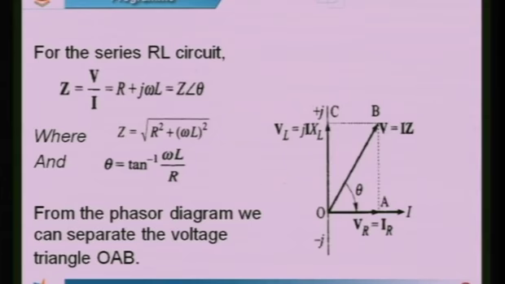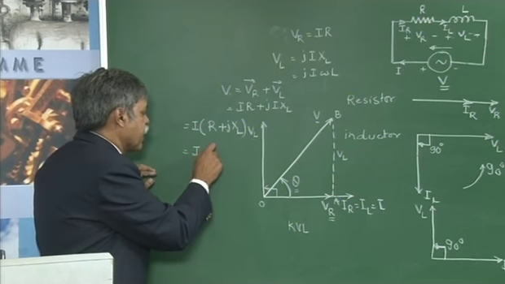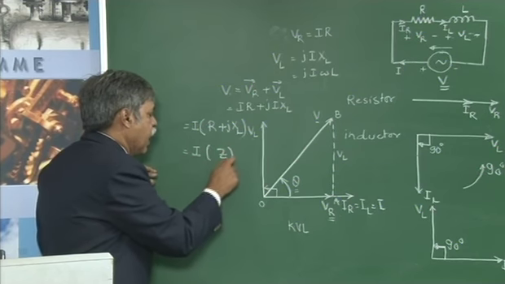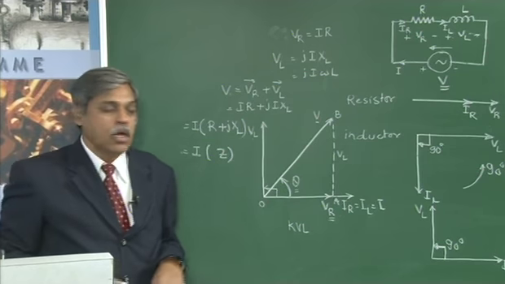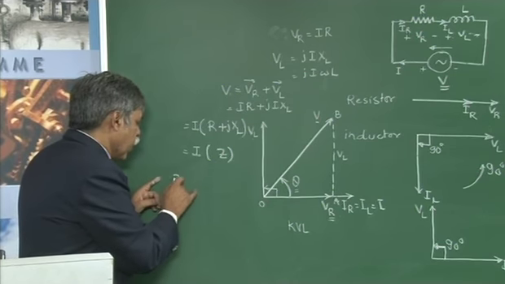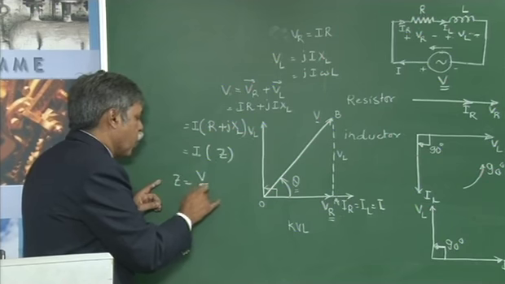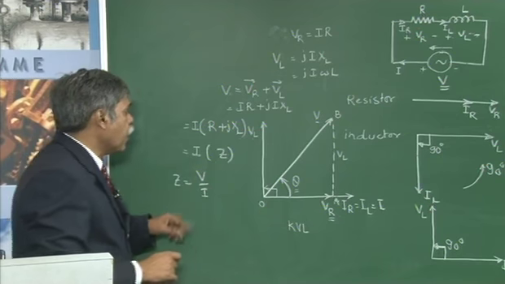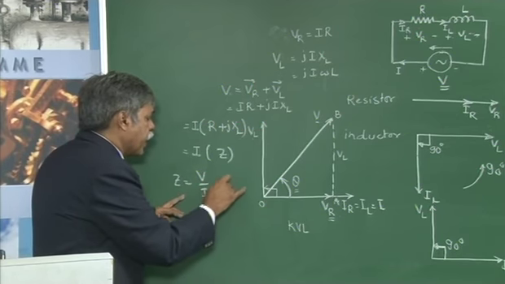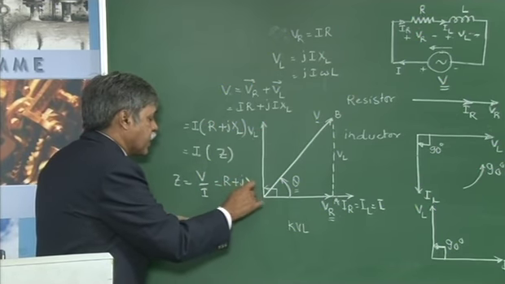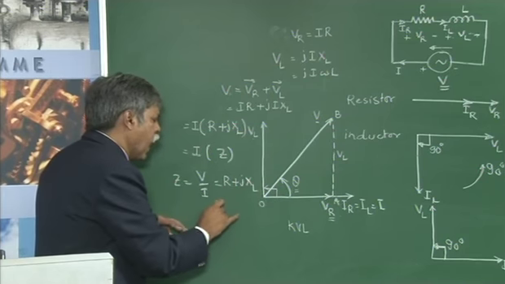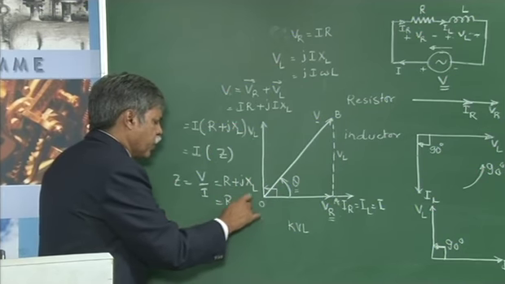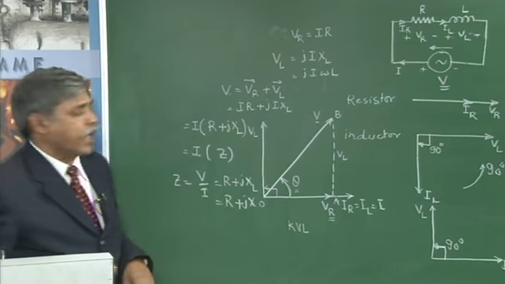So for this series RL circuit, if I represent R plus jXL as Z, as I have shown in the previous slide, I can write this as V equals I into Z. Z can also be written as the ratio of two complex numbers, V upon I. And V upon I can be written as R plus jXL, or simply R plus jX, whatever you want.